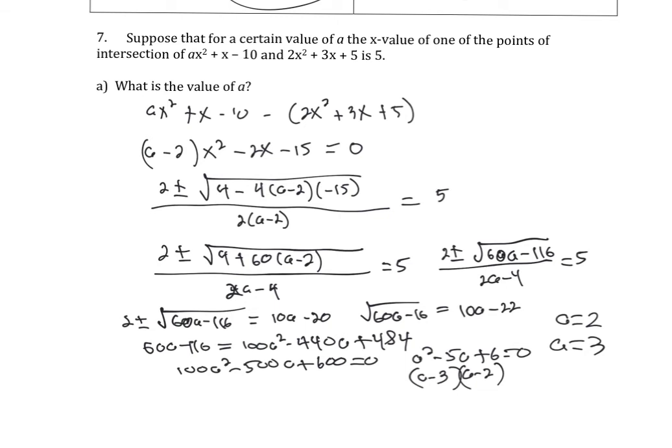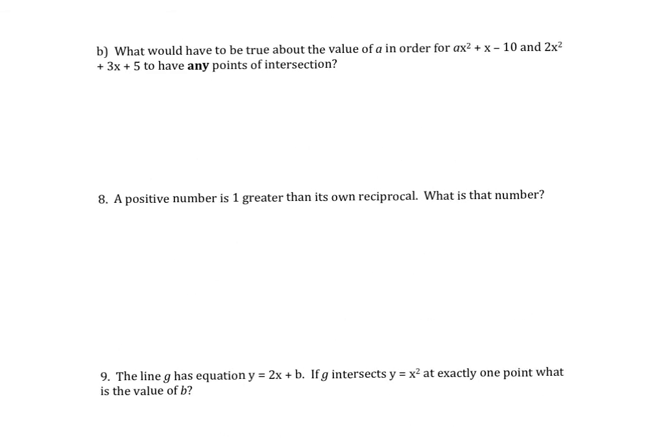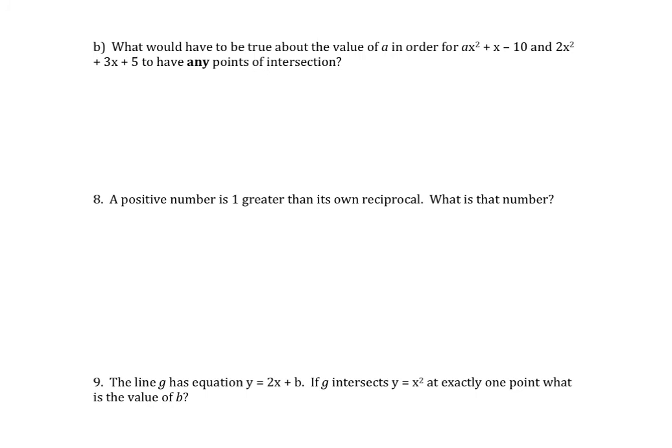Next problem here. Okay, what would have to be true for these to have any points of intersection? And that means that our discriminant has to be greater than 0. And so going back to our discriminant, which we found turned out to be equal to 60a minus 116, that has to be greater than 0. So 60a has to be greater than 116, so a has to be greater than 116 over 60.